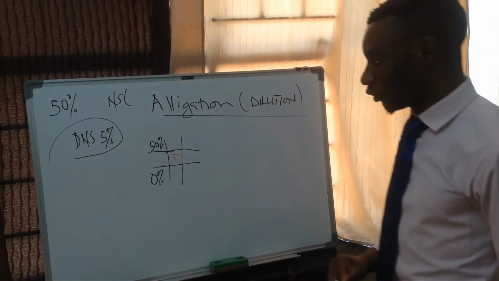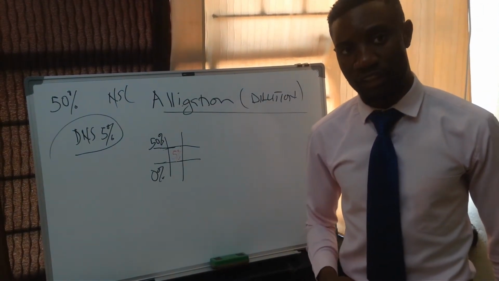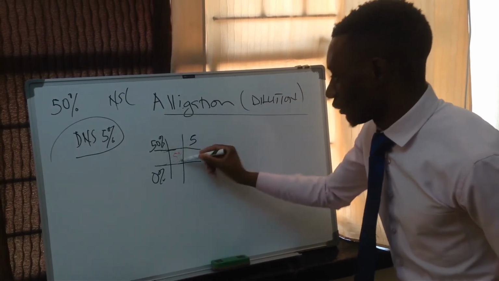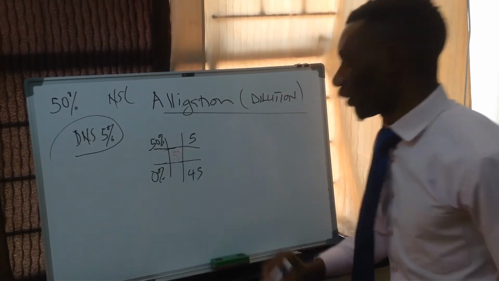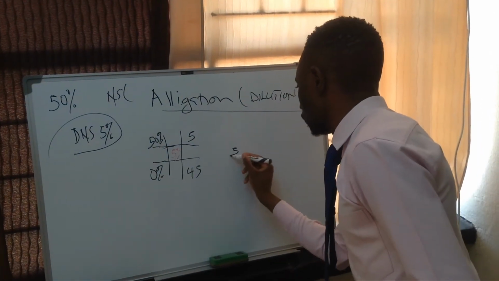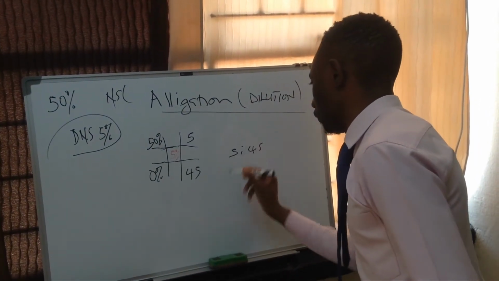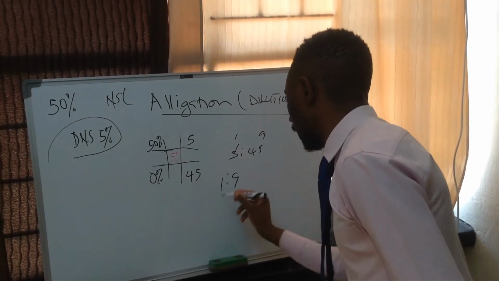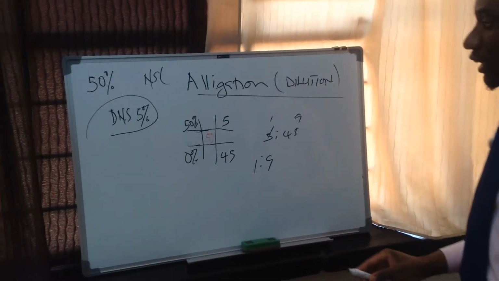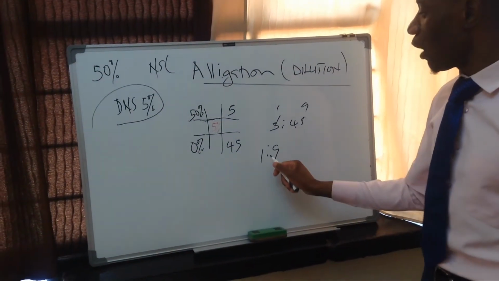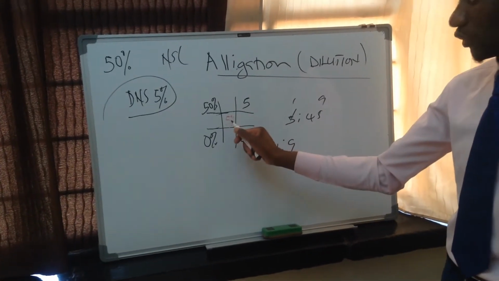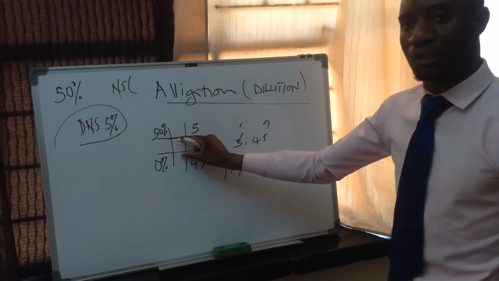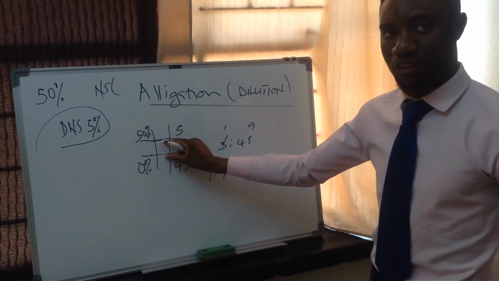Then the next thing you do is cross subtraction. So 5 minus 0, you just put your 5 here. 50 minus 5 is 45 here. So this is the ratio, a 5 to 45 ratio. Then reduce it: 5 divided by 5 is 1, 45 divided by 5 is 9. So this is the same as a 1 to 9 ratio. What that means is that for every 1 part of 50% dextrose, you have to mix with 9 parts of normal saline to come up with a 5% concentration of dextrose normal saline. That's what it means here.